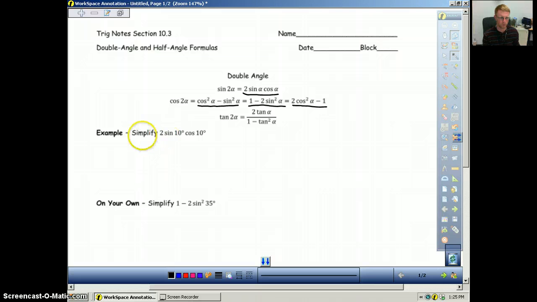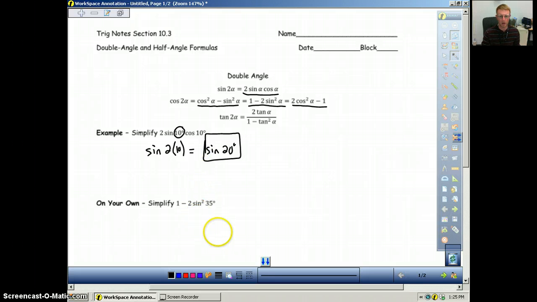So the idea is just to use these formulas in one direction or the other to solve what the problem is asking for. So in this first one, they're asking us to simplify 2 times the sine of 10 degrees times the cosine of 10 degrees. So you are supposed to recognize that this is going to be the sine of alpha times the cosine of alpha, which means our alpha is equal to 10. So that is going to be equal to the sine of 2 times 10, which is equal to the sine of 20 degrees. And that's what we mean by simplify, is just come up with the sine of 20 degrees.